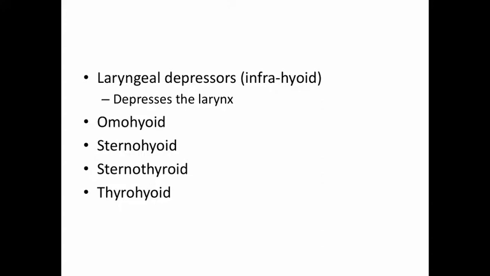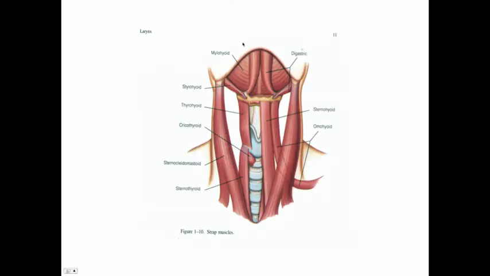Laryngeal depressors are also called infrahyoids, and they depress the larynx, meaning they lower the larynx in the neck. Some of the examples are omohyoid, sternohyoid, sternothyroid, and thyrohyoid. These are muscles that have one point of attachment to the hyoid and the other point of attachment to structures below the hyoid, and that is why they're called infrahyoid. So: suprahyoids, infrahyoids, laryngeal elevators, and laryngeal depressors. That is an example.